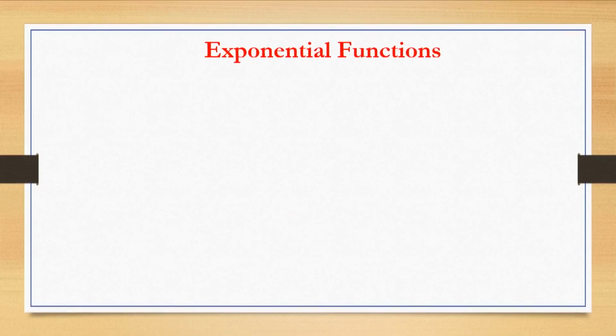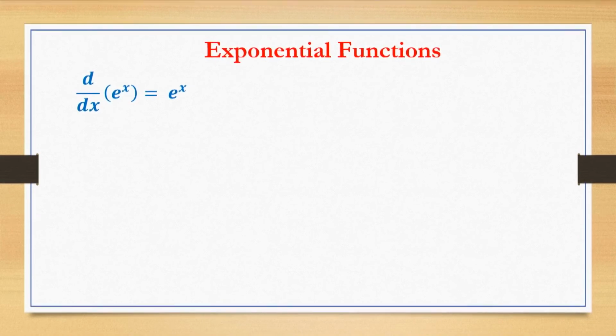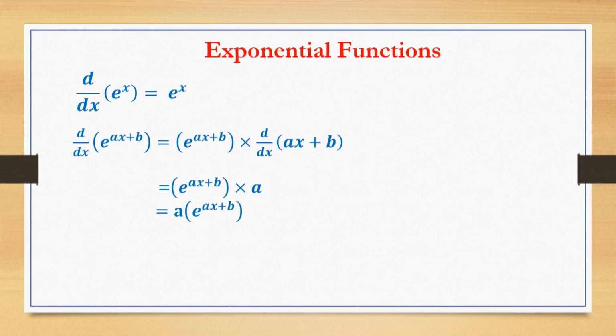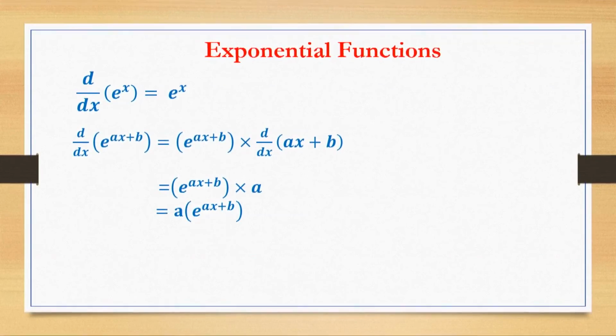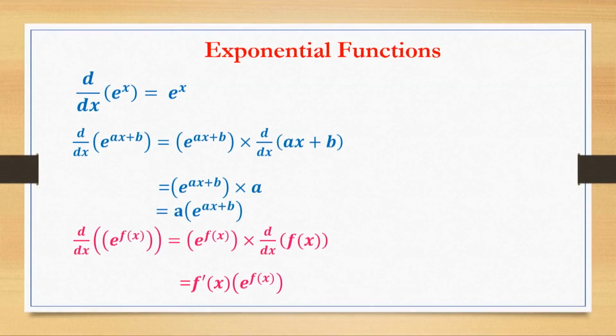For exponential functions, when you differentiate e power x, you get e power x. If you differentiate e power ax plus b, you will have e power ax plus b times the derivative of the power, which is a. So in general, if you differentiate e power f of x, you get e power f of x times the derivative of the power, that is f dash of x.